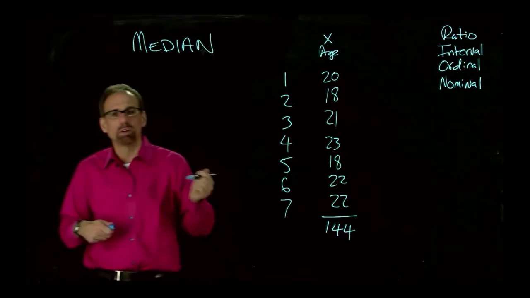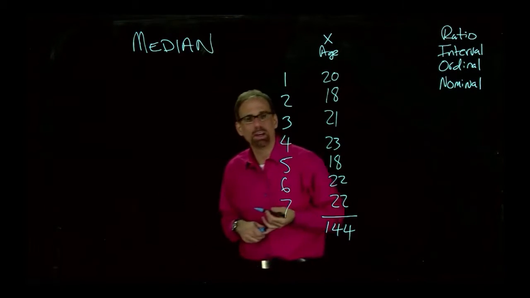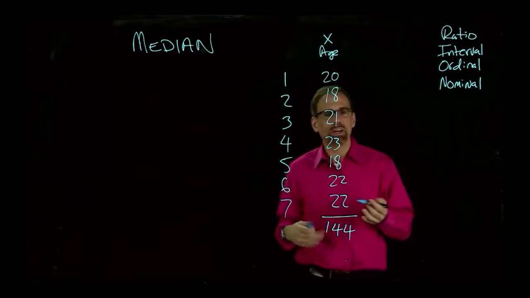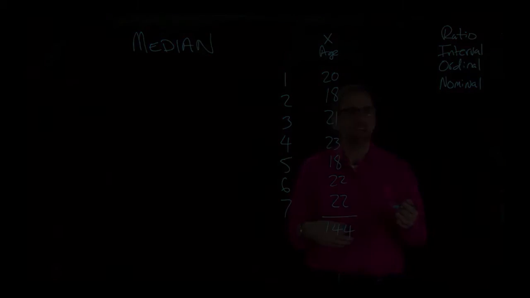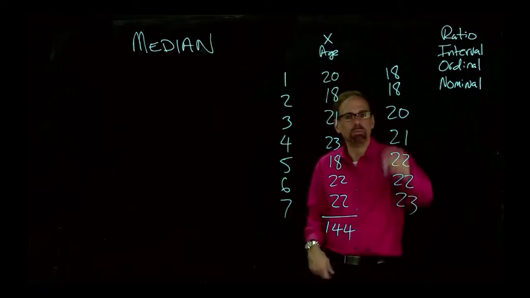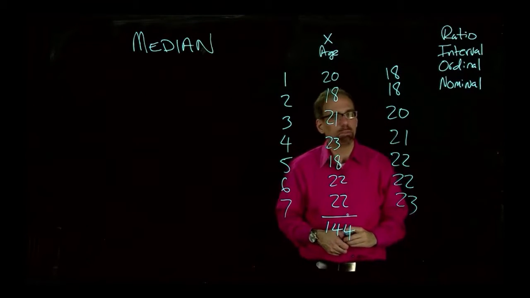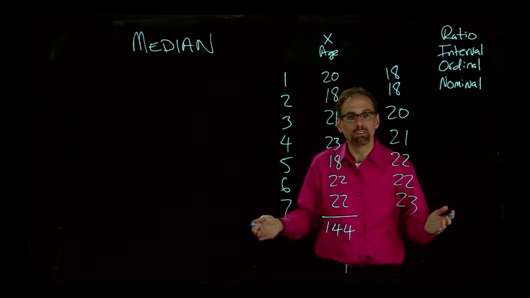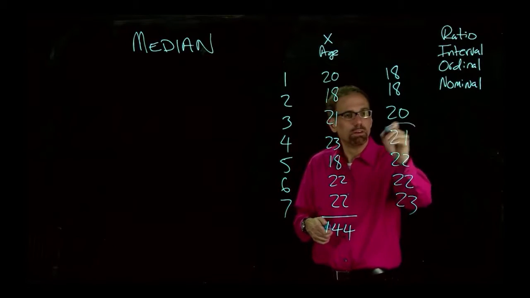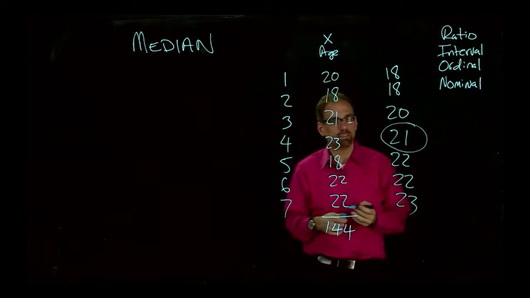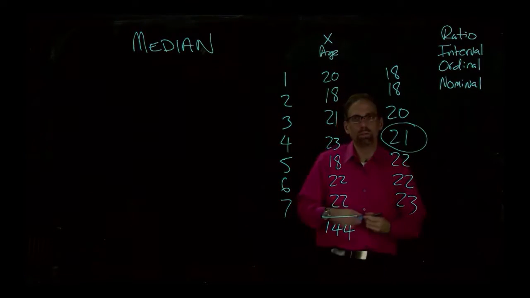Very simple. Go back to our age example, okay? So here's our ages. All we have to do is put them in order from lowest to highest. I've put them in order from lowest to highest, and I just got to pick the one in the middle, and that's going to be the median. And there it is. The median of that age data is 21.